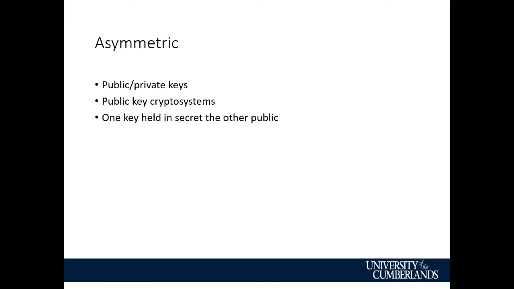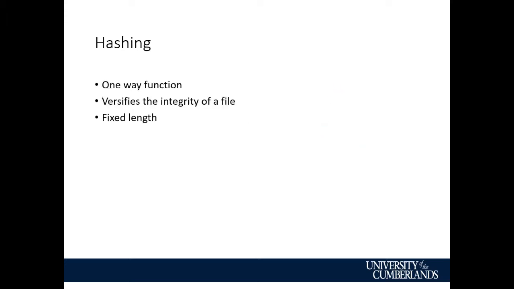The asymmetric, these are public and private keys. Public key cryptosystems have one key held in secret and the other in public. If you remember, a couple of weeks ago we talked about Diffie and Hellman. They developed this in 1976. The process enables exchanging key information over insecure mediums. We looked at RSA. So these are just some of the things that we've been able to use since then.